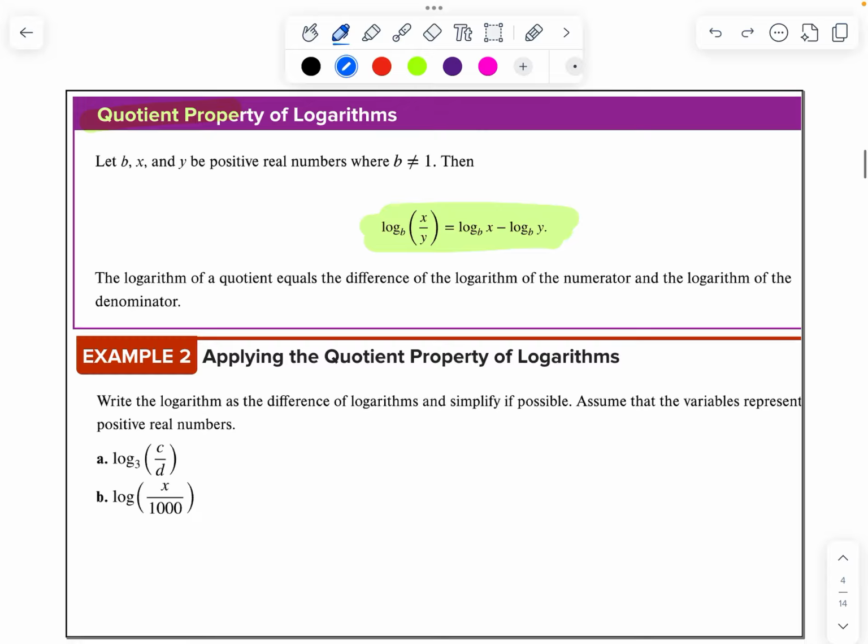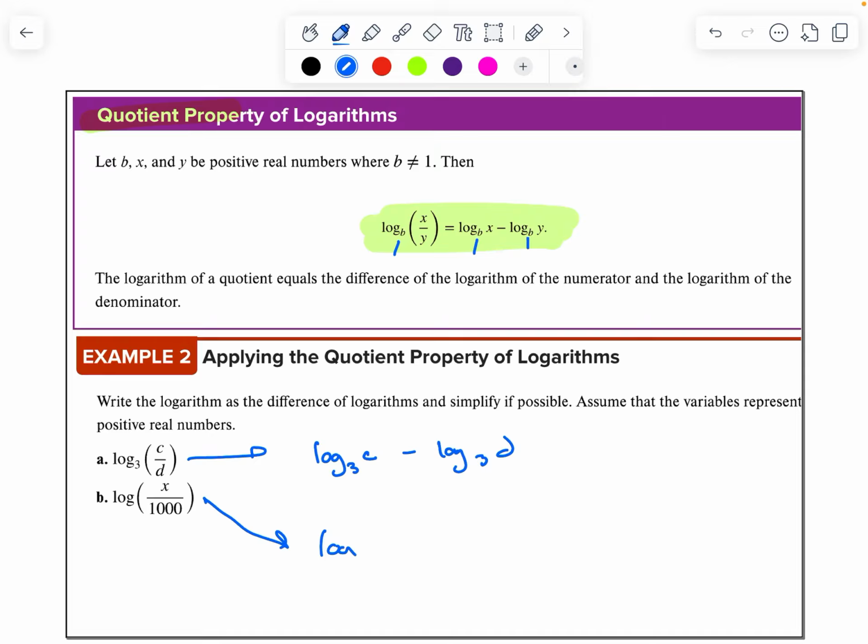The opposite of that, division, will break down into subtraction. Again, having the same base, log base b, log base b, log base b. So in this example, log base 3 of c over d is the same as log base 3 of c minus log base 3 of d. The division broke into subtraction. On this one, I would have log x minus log 1,000. Remember, the bases are staying the same, so this is a common log, log base 10. My answers are also going to be a common log, log base 10. The base stays the same.